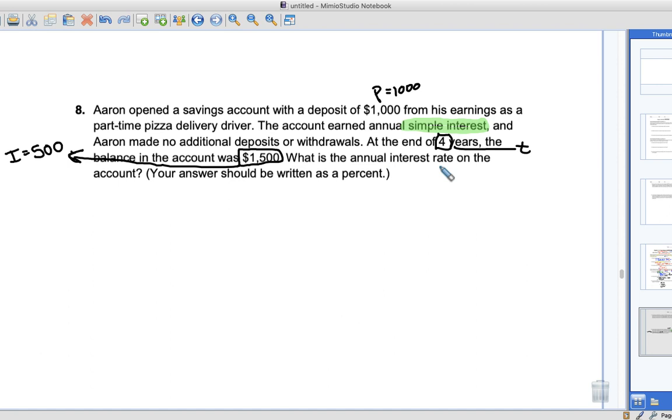All right, and then what is the annual interest rate? So that means we don't know the rate. That's what we are looking for on the account. Isn't it like if you do 250, 250 times 4 is 500? Like that's the rate. 250 times 2 is 500. Oh yeah.